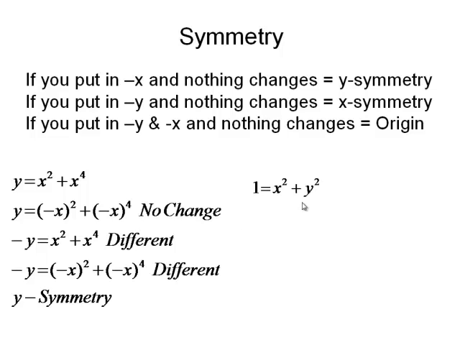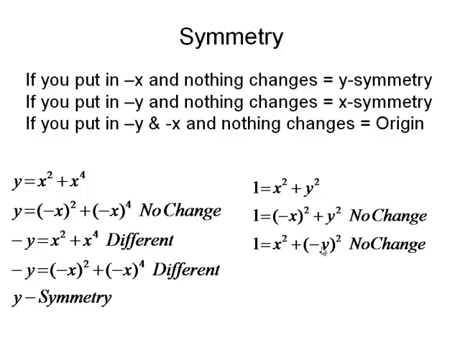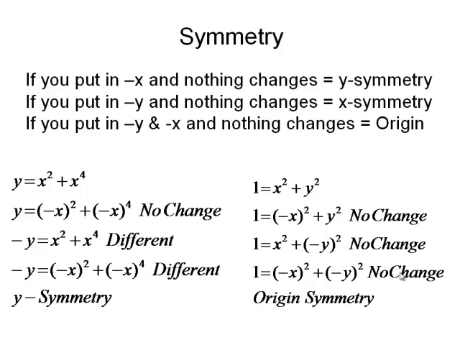Okay, x squared plus y squared equals 1. If you change the x, when you square it, it comes back positive. If you change the y, when you square that, it comes back positive, so there's no change. If you change them both, they'll just both revert back to positive, so there's no change. So if there's no change, basically it has x, y, and origin symmetry, or origin symmetry is a default way to write that.